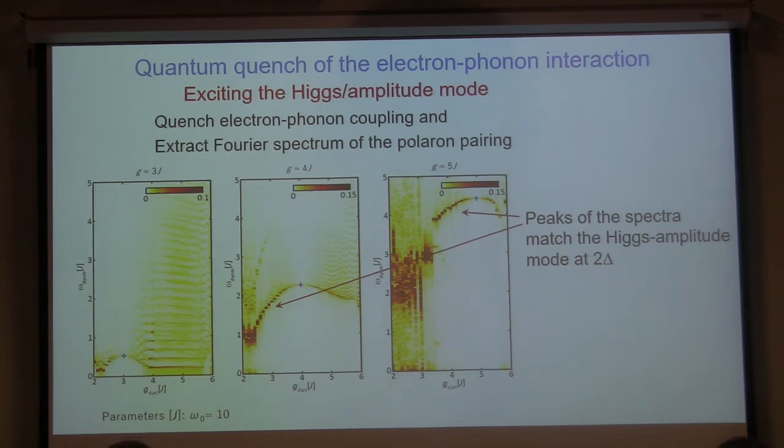That's exactly what the Higgs excitation should be. For larger values, we see frequency which is somewhat renormalized, but it's clearly a very close cousin, right, of this excitation to delta. So this tells us that if we suddenly change electron-phonon interaction, then we will not have some kind of gradual evolution of the superconducting order parameter, but we'll have oscillations.